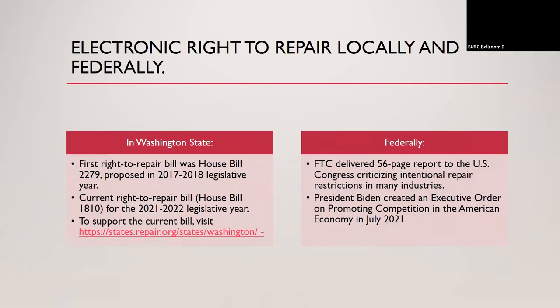And also federally, there has been some progress in July. The FTC delivered a 56-page report to the US Congress about irreparable design, citing people like Apple and John Deere. And also Biden tasked the FTC to make guidelines for repair standards in electronic manufacturing. So there's more progress federally recently than there has been in our state, but we are still pushing for right to repair here as well.